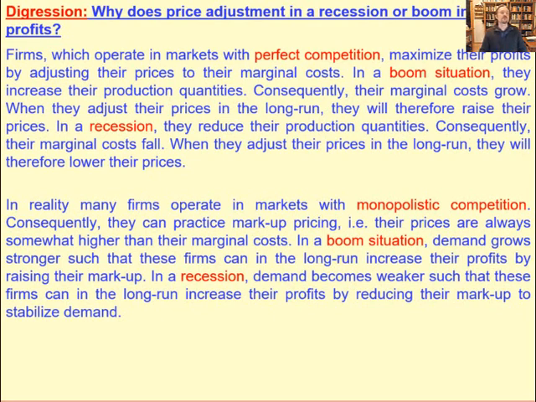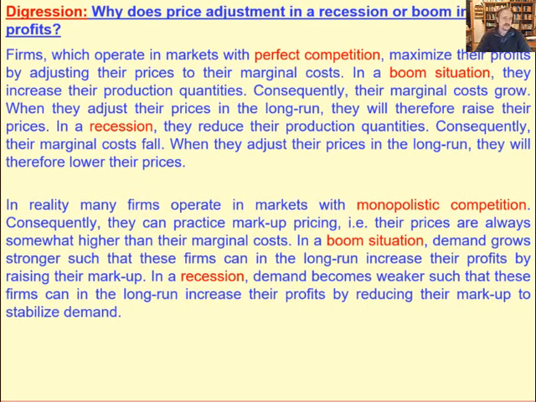Now, in reality, we know that many firms do not operate under perfect competition, but under monopolistic competition. This means they have a certain leeway to practice markup pricing. For example, because they have a brand name and their customers are willing to pay an additional price just for the brand name. So their prices will typically be always somewhat higher than their marginal costs.